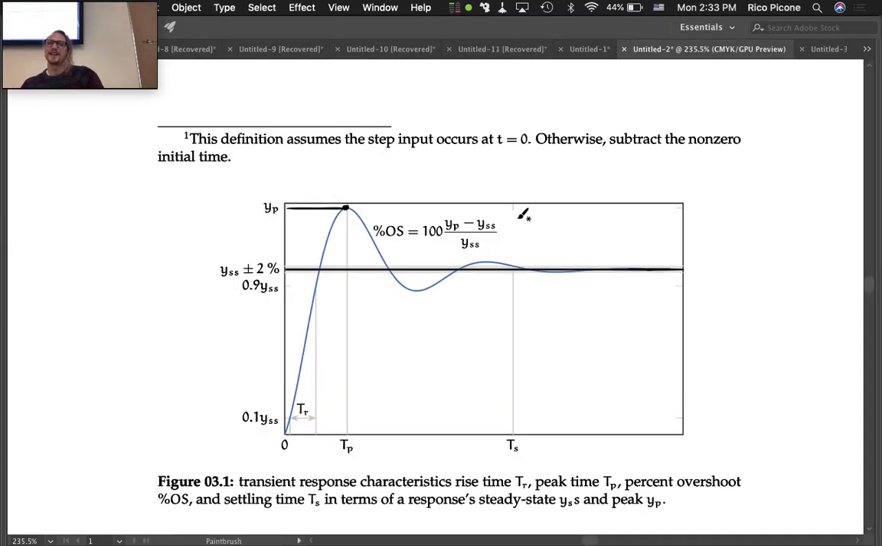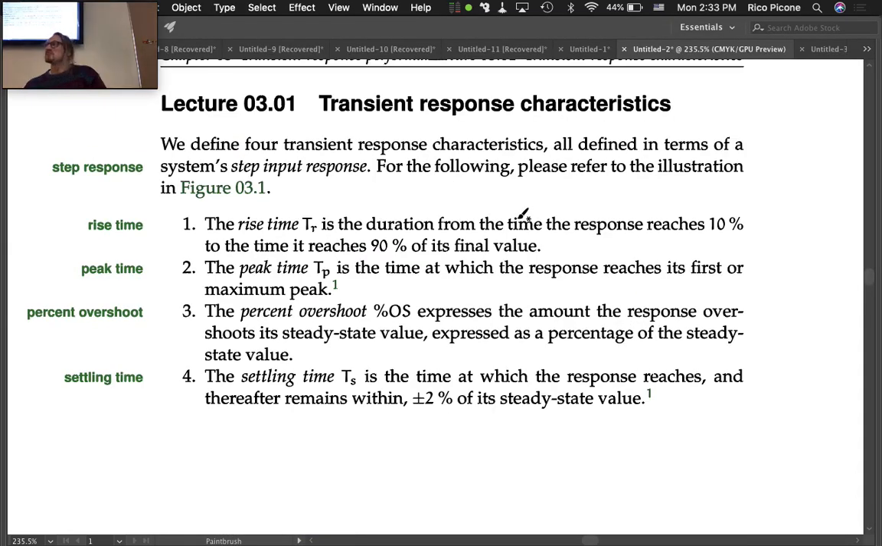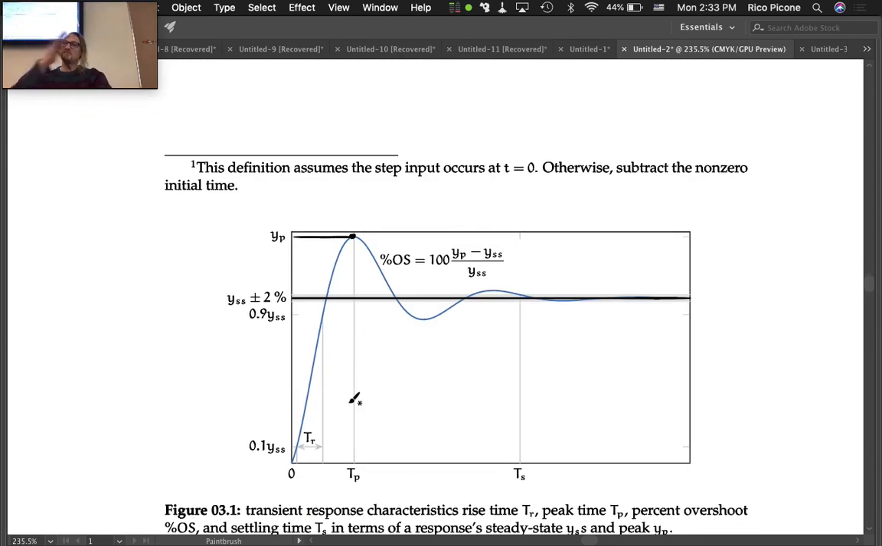Any questions on these criteria? They're pretty simple definitions, right? For any given system, it might be hard to find analytically what this is, but if you have a system's response, you could just dice it up and see where it crosses this threshold, that threshold, and you can find the values.